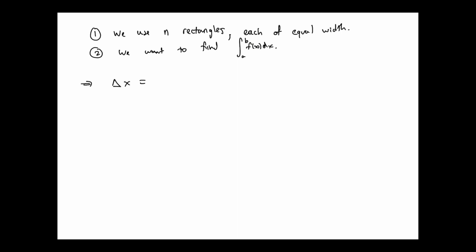Almost. That would be the number of rectangles, but the width of them is going to be this. If I'm going from A to B, what's the total width that I'm dividing up? B minus A, whatever that length is. And if I'm going to divide that into n pieces, then the width of each of these is going to be B minus A over n. For shorthand, we'll just refer to that as delta x. Is that okay?